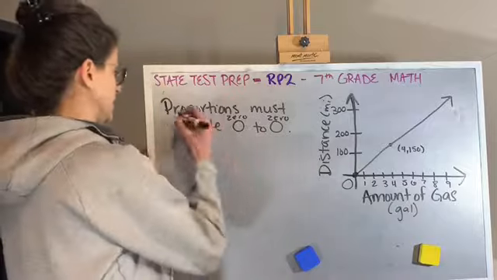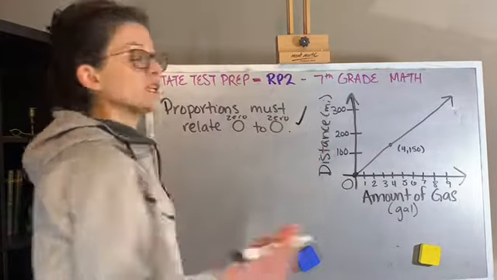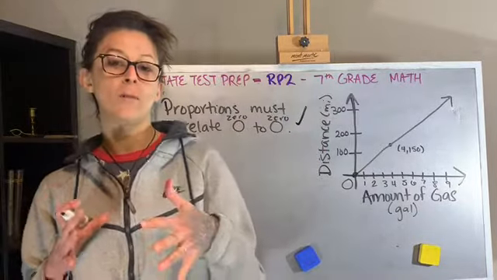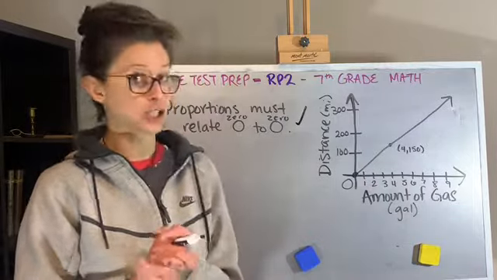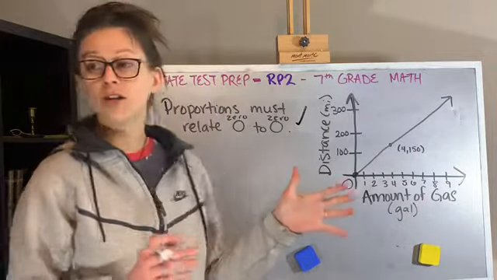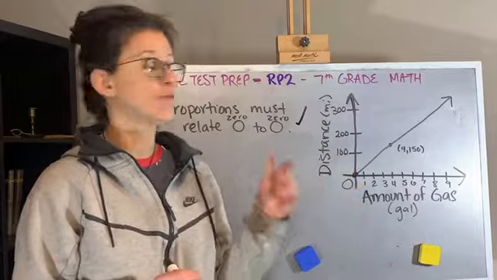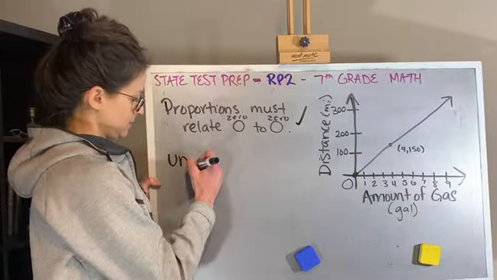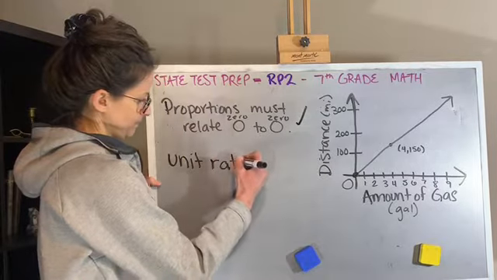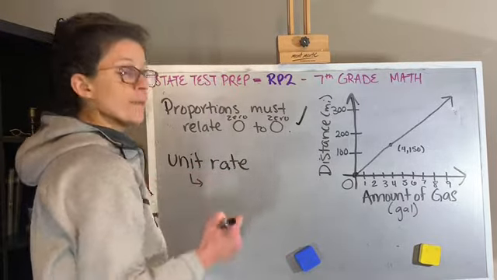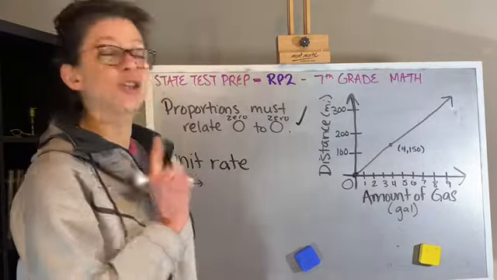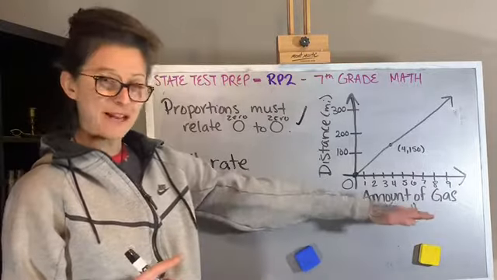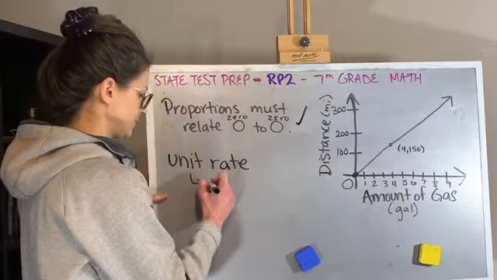good thing. That means that we are good to go using the strategies that we know about ratios and proportional relationships. So here, if I want to know how many miles can I get per 1 gallon, I'm thinking about the unit rate. And in particular, I'm thinking about the unit rate when the independent variable is 1.